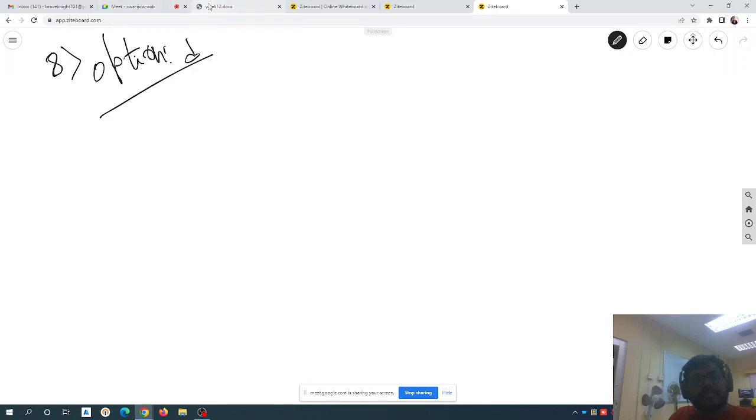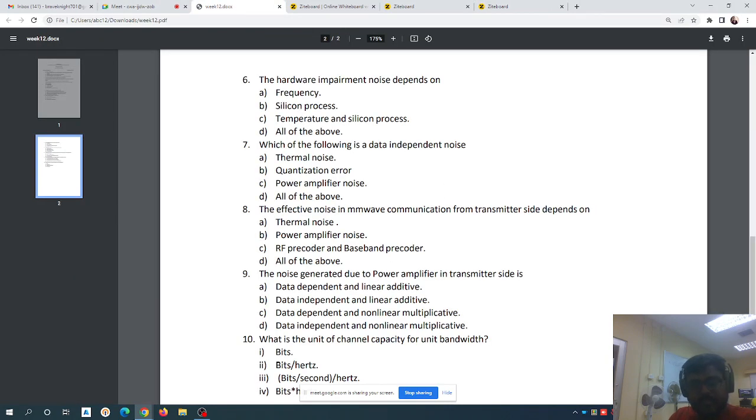So let us go to question number 9. This is a straightforward question. The noise generated due to the power amplifier on the transmitter side. So obviously it depends on what frequency we are operating at, on that the power amplifier works. So this is data dependent at least, but it has non-linear nature. So the correct option will be option C. It is non-linear and multiplicative. It's not additive. So it is data dependent, non-linear and multiplicative.